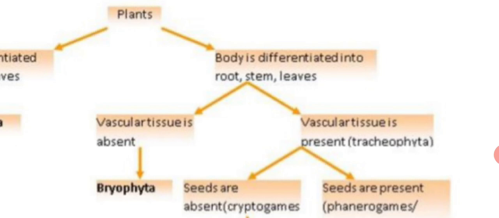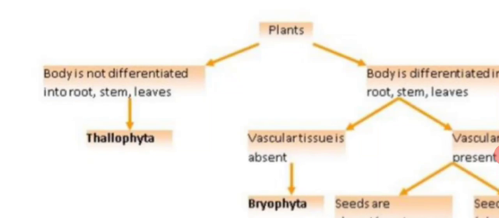So if all these components are absent in a particular plant, then such plants are grouped into one category, and that is known as bryophyta. Algae, thallophytes also don't have vascular bundles. Vascular tissues are not there in algae either, but their body is also not differentiated into proper root, stem and leaf.